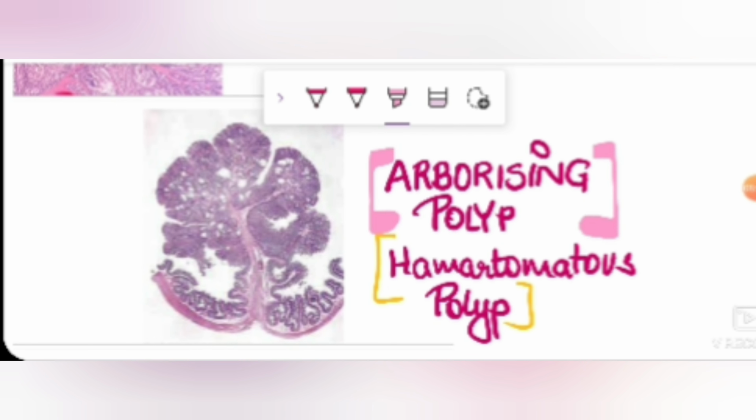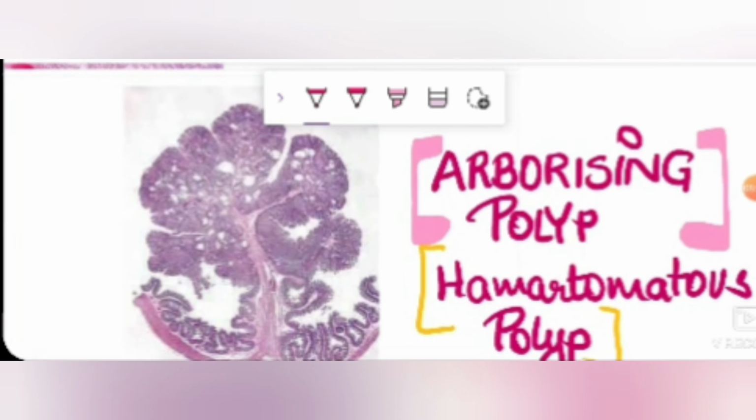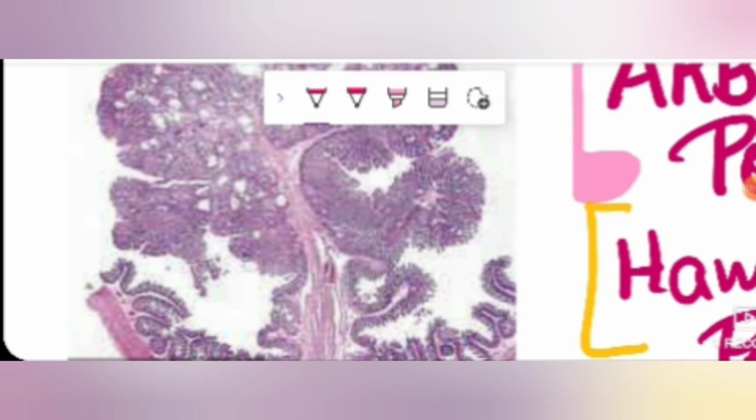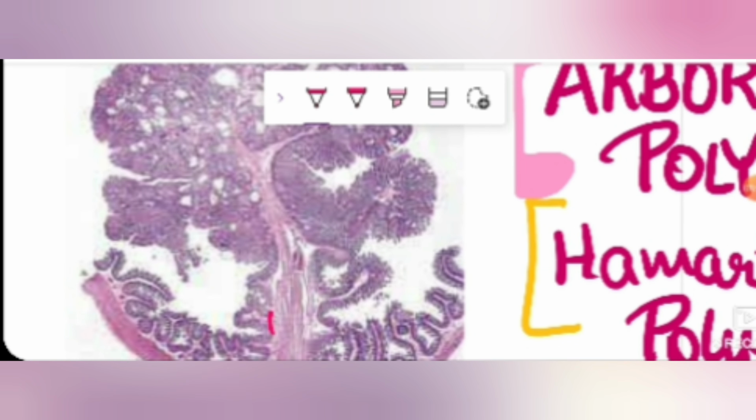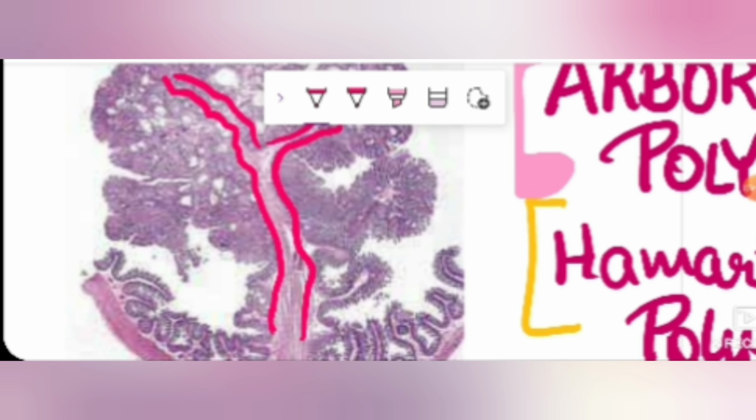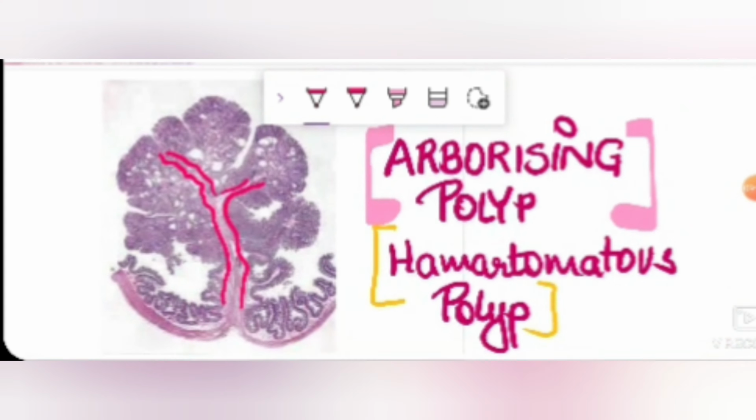Arborising polyp. It's a type of hamartomatous polyp. And you know how you'll pick it up? This one is very characteristic because it looks like a tree. But if you zoom in, can you see this muscle? If I trace it, this muscle is going in between and splitting the glands. So this muscle is sending out these branches of a tree, and that is the meaning of an arborising polyp.